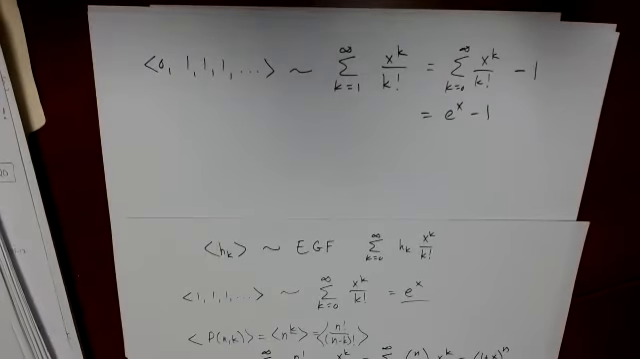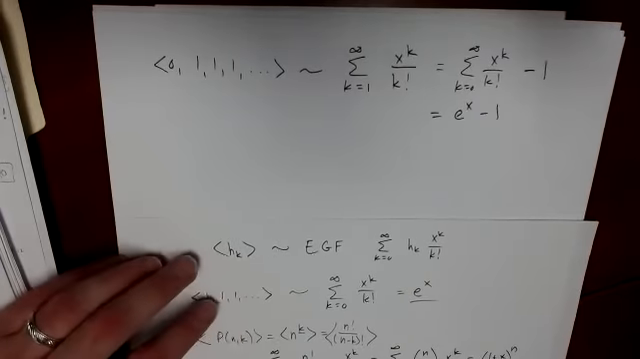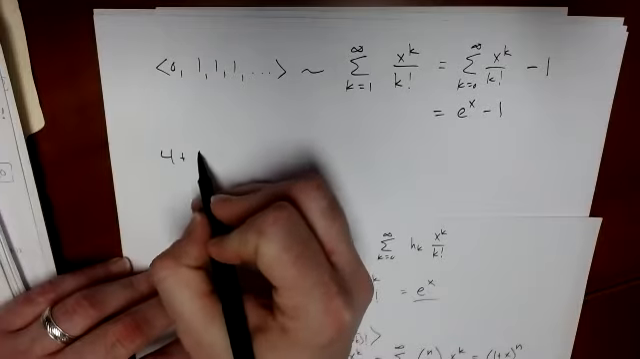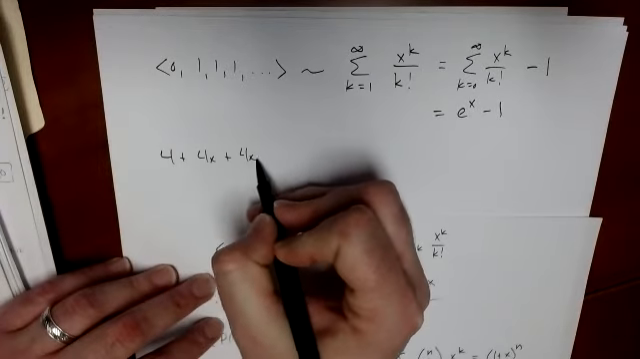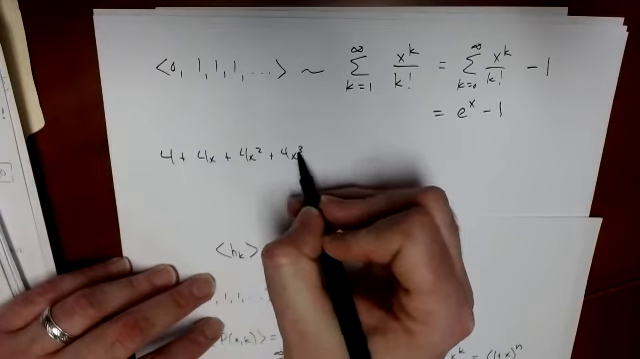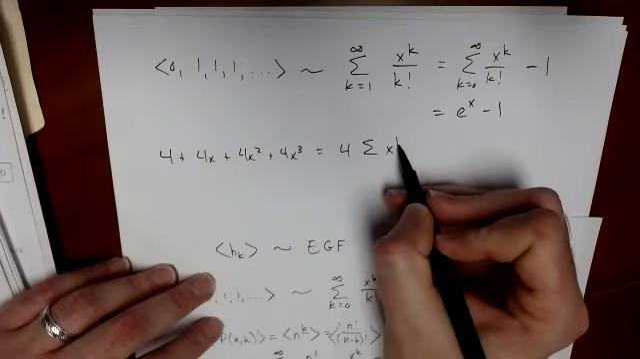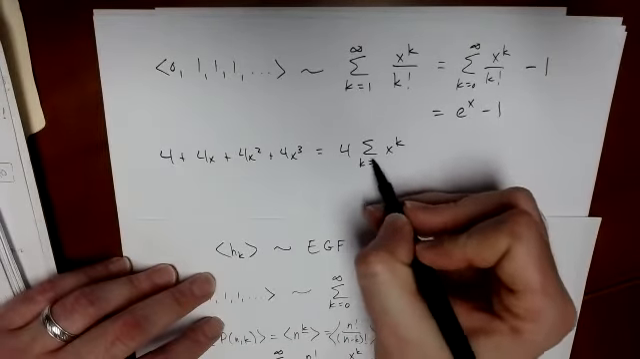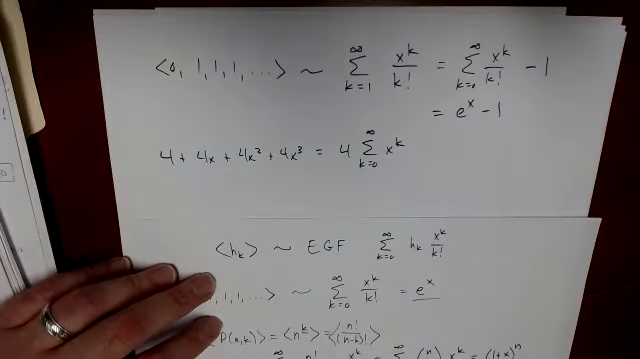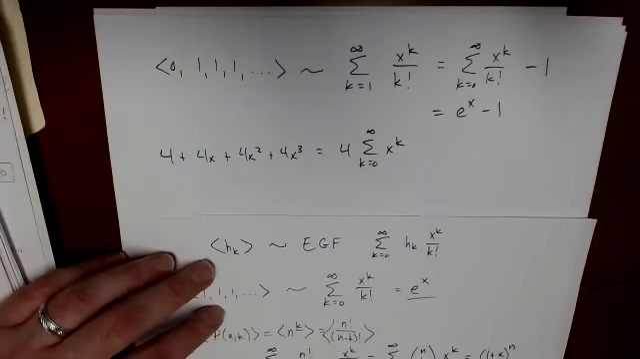All right. Example 337, we start with the exponential generating function, and we want to find the sequence. So 4 plus 4x plus 4x squared plus 4x cubed. That equals 4 times the sum of x to the k as k goes from 0 to infinity.